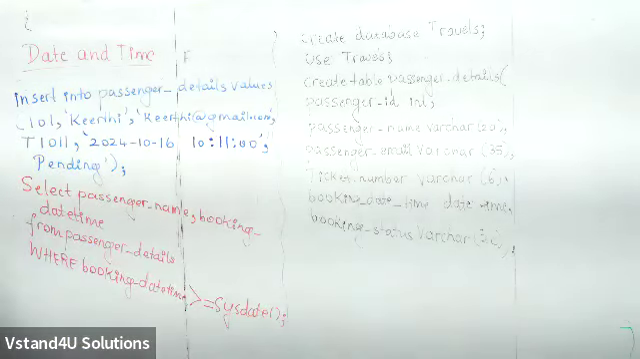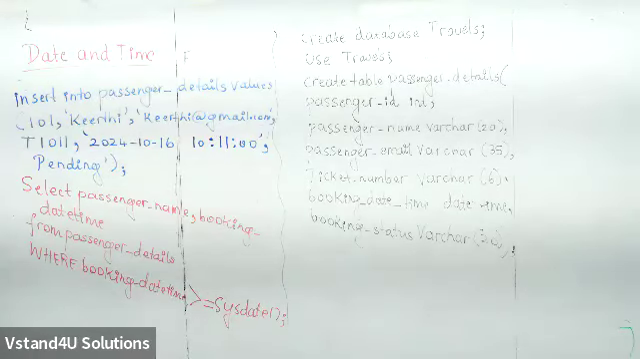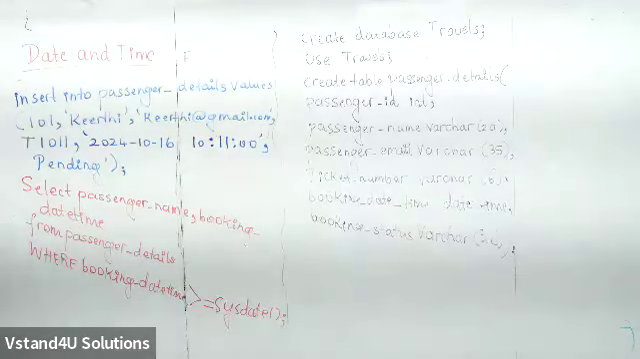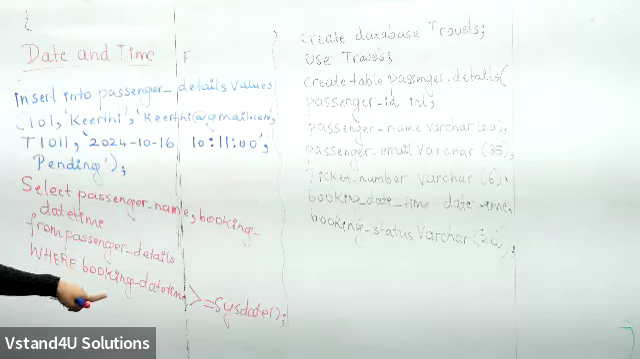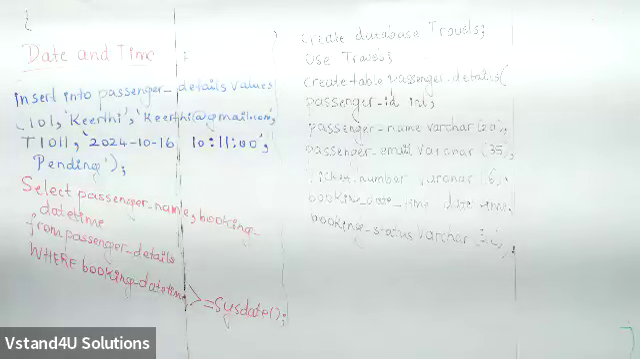See, after means, can I take it as greater? Today's date is 16. Today's date is 17. If I say today or tomorrow, can I take it as today means equal? Tomorrow means greater. So only I've taken greater than or equal to system date. Clear? Online students, clear?